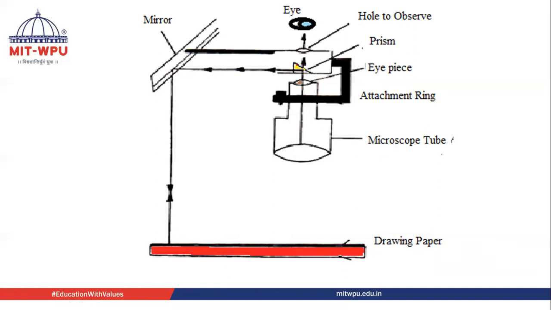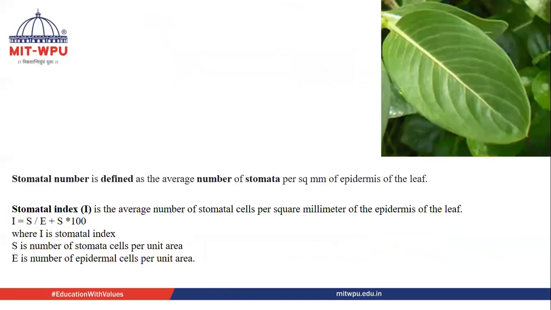We take the microscope, attach this camera lucida, and on the platform we have to keep the black paper, and on the stage we have to keep the stomata. So as we are going to calculate stomatal number and stomatal index, what is stomatal number and stomatal index?